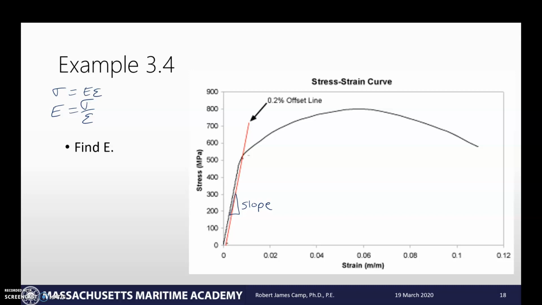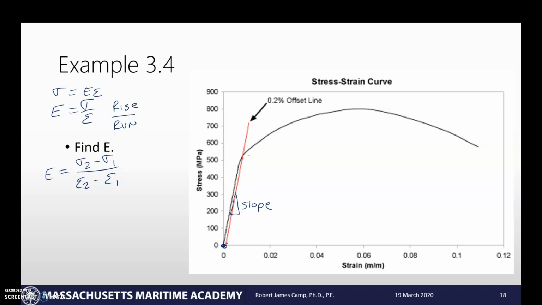So how do we find the slope? Well, the slope is the rise over the run. So for the Young's modulus, we're going to take the stress at point 2 minus the stress at point 1, over the strain at point 2 minus the strain at point 1. Now, we're going to be able to use point 1 as 0, 0, so that'll make things a little bit easier.